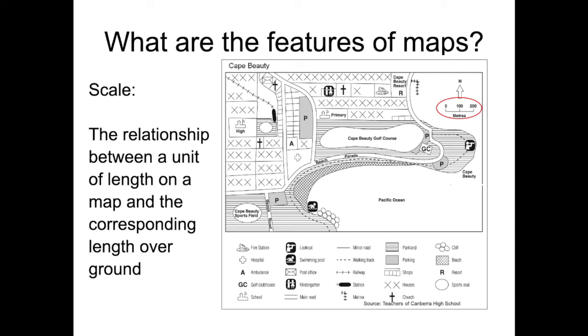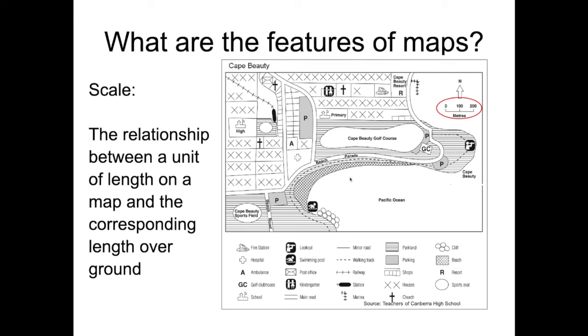This tells me how far things are in RL, real life, okay? So I know that if I put my fingers up and measure this distance here and then put it over the map here, I know that that's like 200 meters. A scale must be a ratio. So for example, 1 centimetre equals 100 metres, or 2.5 centimetres equals 100 metres. It has to be a ratio. That's what we call a ratio.